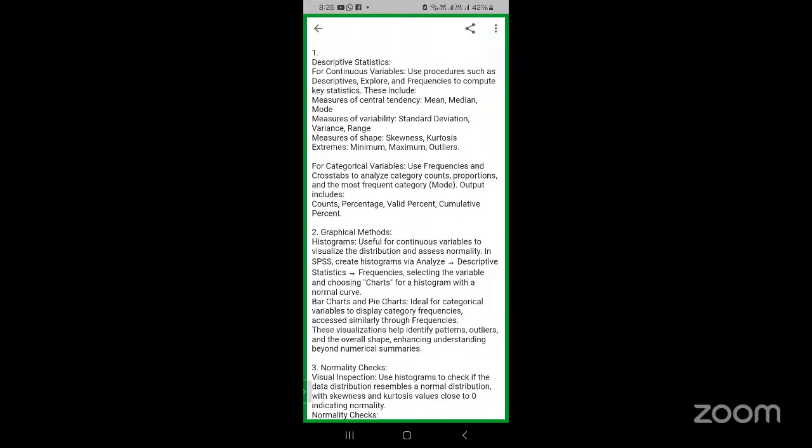So when you get the bar chart and the pie chart, then you can understand whether the categorical data is sufficient for your analysis or it is skewed in nature. Okay, you have to study all of them.